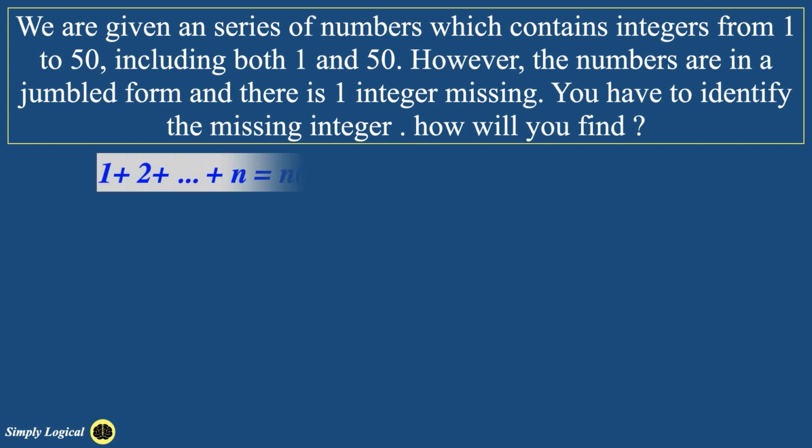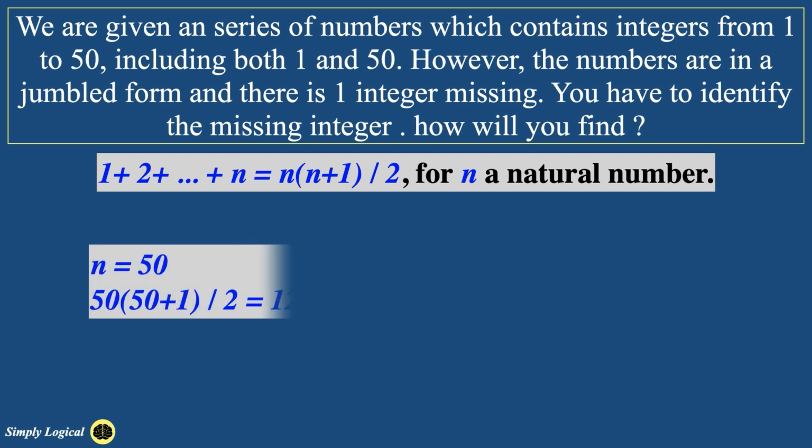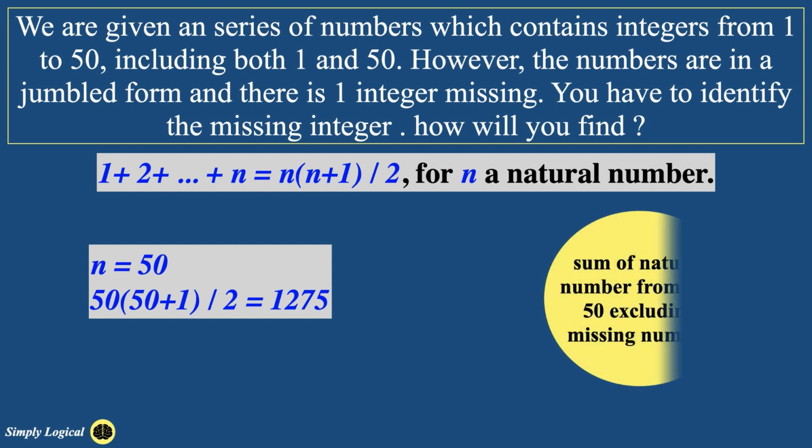We know that the sum of all the numbers from 1 to n can be calculated by using the formula n into n plus 1 divided by 2, where n is the last number in the series. In this case, n is 50. So the sum of all the numbers from 1 to 50 is 50 into 51 divided by 2. After solving, the sum of all numbers from 1 to 50 is 1275. Therefore, all we need to do is to sum all the integers present in the given series and subtract the sum from 1275. This is the same procedure that we followed for the previous problem as well.